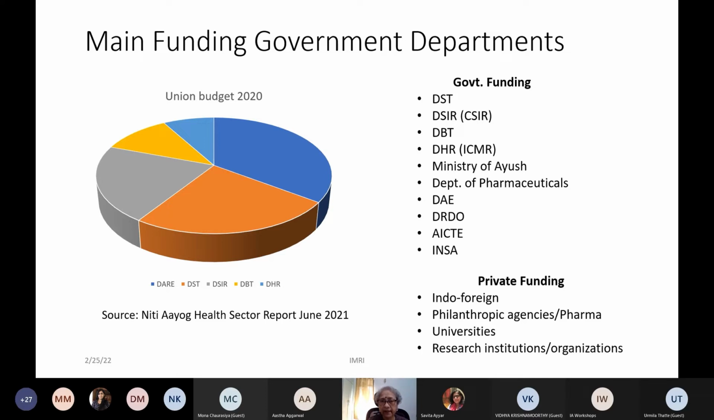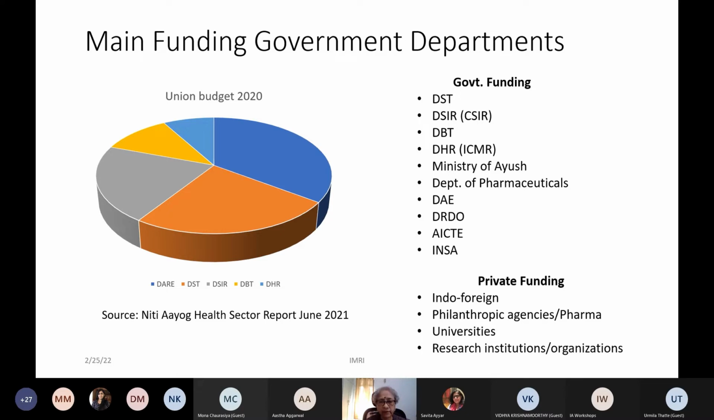So the other agencies or institutions which fund from the government sector are, of course, the Ministry of Ayush in a big way, and Department of Pharmaceuticals, Atomic Energy, DRDO, and then the University Group, AICTE, and INSA. And I must tell you that this is not a comprehensive list as such, but suffice to understand that there is a lot coming in for health research.